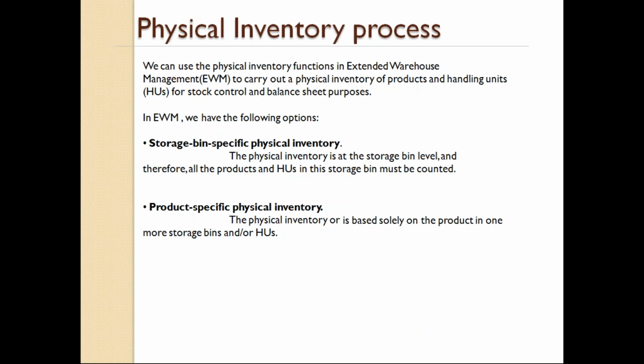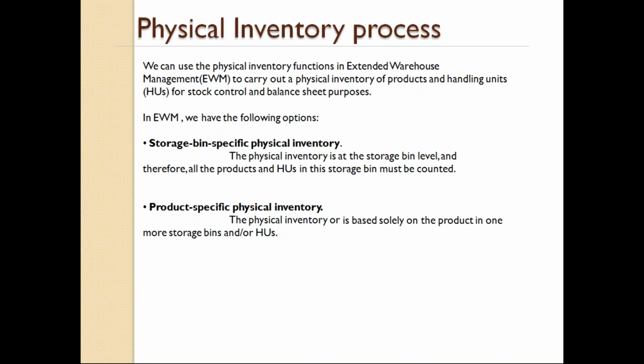So there are two kinds in EWM. We have two kinds of physical inventory, two high-level differentiations. One is bin-specific physical inventory, that is stock at the storage bin level, where the products actually in the bin are counted, and the stock is based on products in different bins. So in ECC WM, we just had an option of bin specific. You select all your bins and you create a physical inventory document.